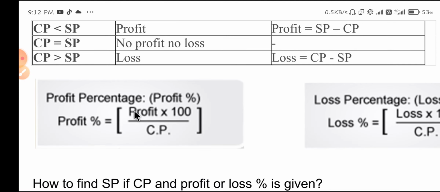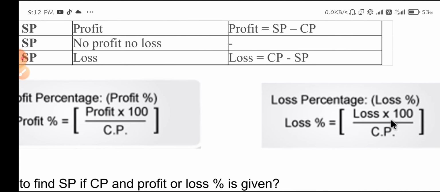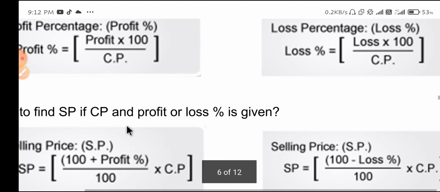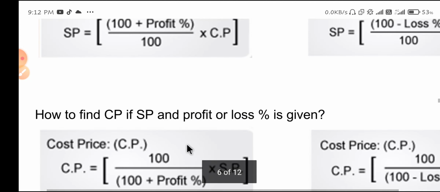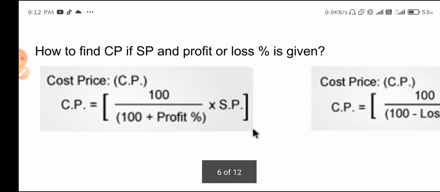Now these are the formulas that if you want to find profit percentage. So for profit percent, what is the formula? Profit upon CP multiply 100, and same loss percentage means loss upon CP multiply 100. And how to find SP if CP and profit or loss percent given. These are some of the formulas which you should have to learn.